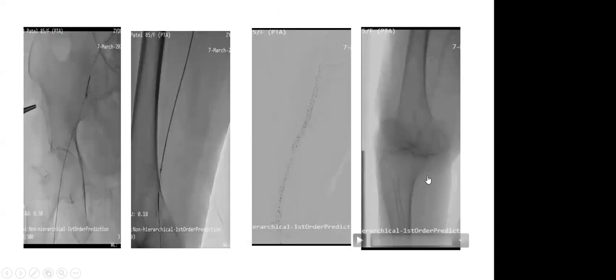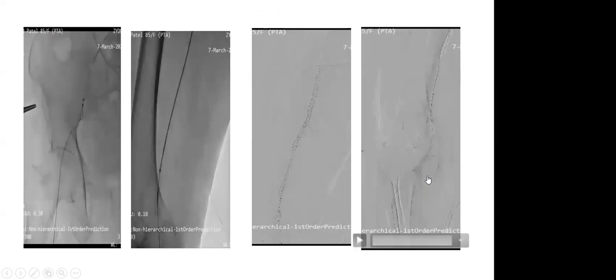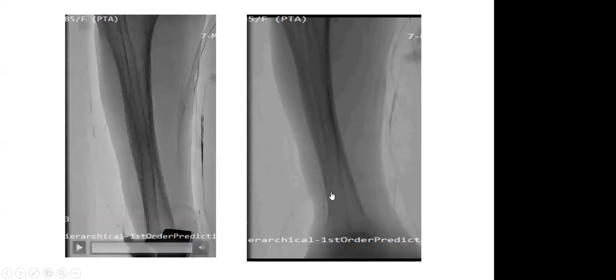Good inline flow. We have done the puncture at a slightly higher level than we usually do at the ankle level. So then we thought that we insert the balloon and inflate it for 3 minutes. And this is the post balloon. There was still some leak, but that was compressed manually. And then we stopped, and we got an excellent result.